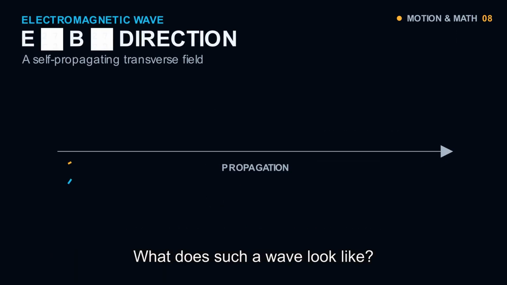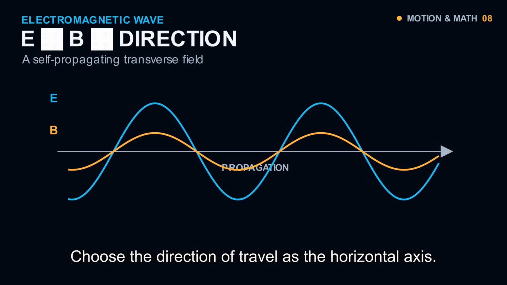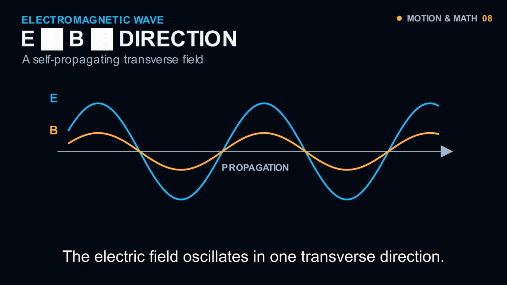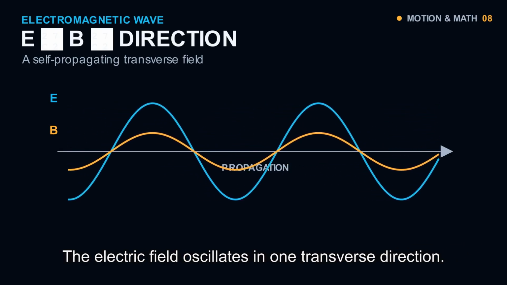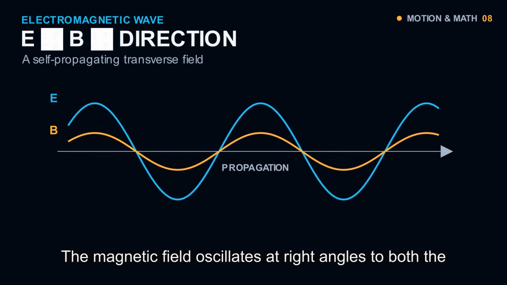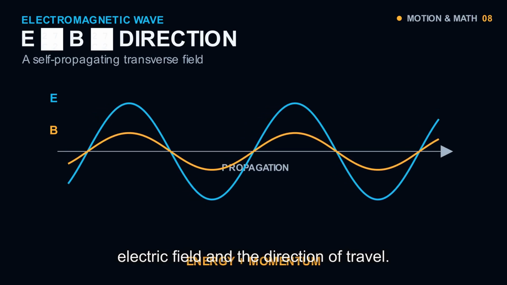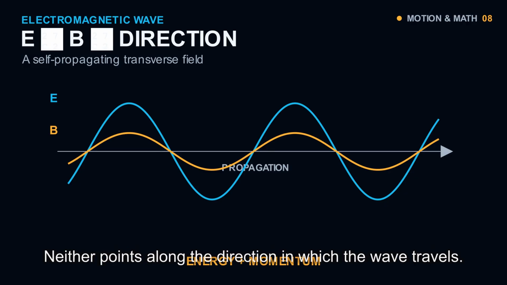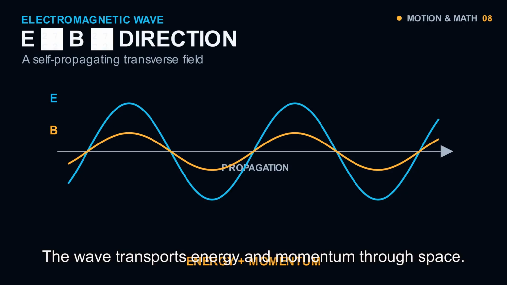What does such a wave look like? Choose the direction of travel as the horizontal axis. The electric field oscillates in one transverse direction. The magnetic field oscillates at right angles to both the electric field and the direction of travel. The two fields are in phase; their crests advance together. Neither points along the direction in which the wave travels. The wave transports energy and momentum through space.